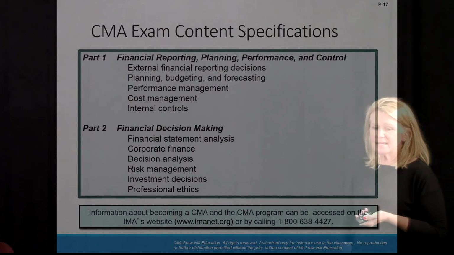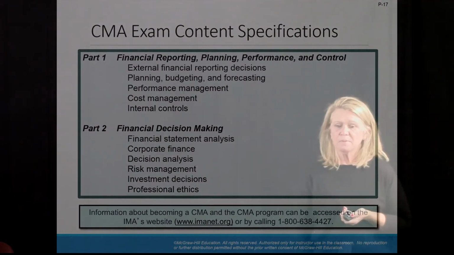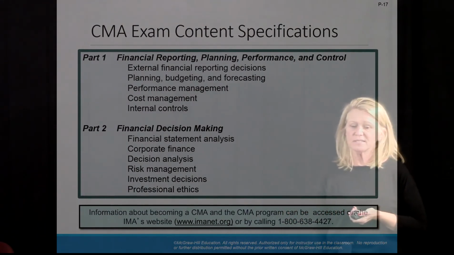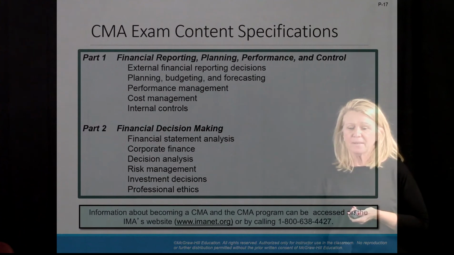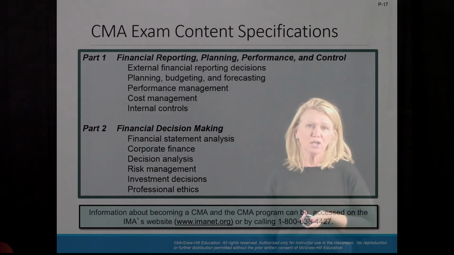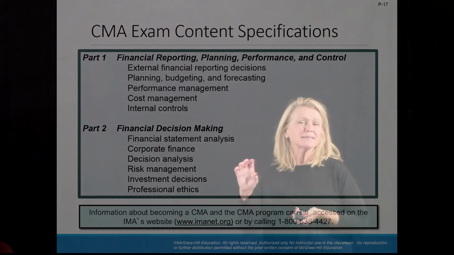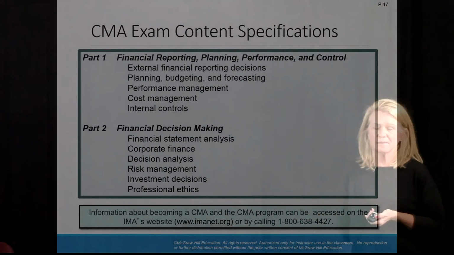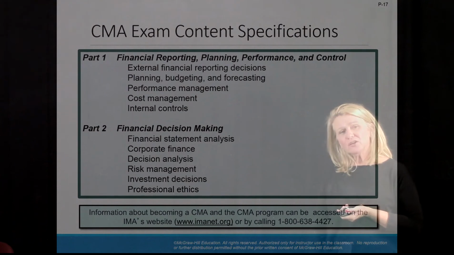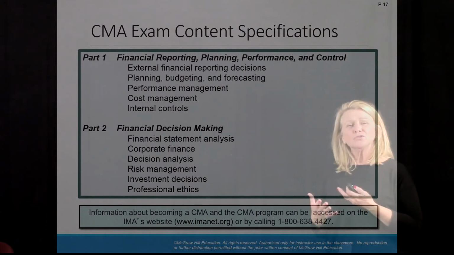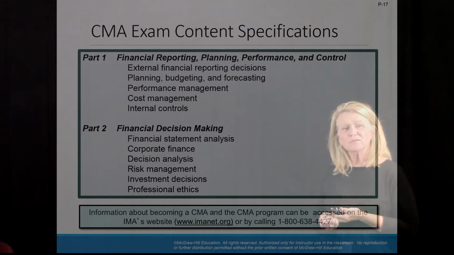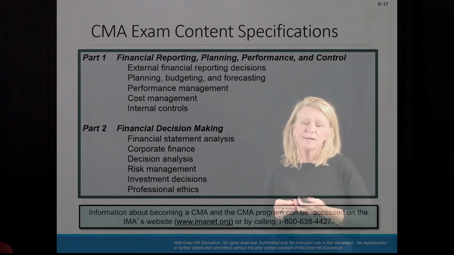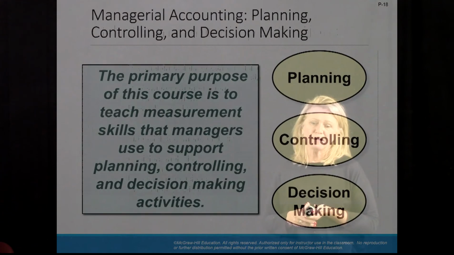So the CMA exam has two parts. The financial reporting, planning, performance, and control, and the second part is financial decision making. Like I said, there's a lot of really good study guides, tests that will help you if you decided you wanted to sit for a CMA exam. And it's probably a good choice for some people who don't necessarily want to go into public accounting, who don't want to do taxes and auditing, but know that they're really good with numbers, is to become a managerial accountant.